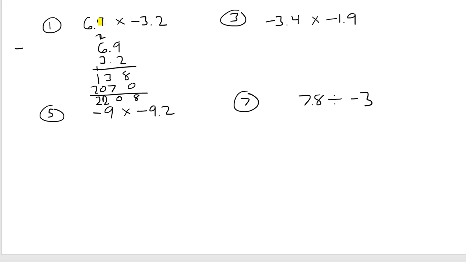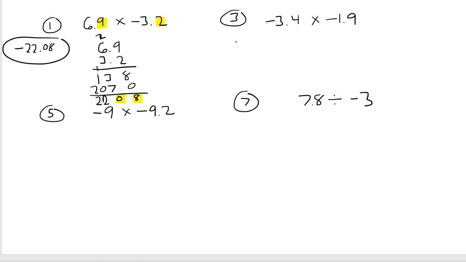Now the trickiest part about this is realizing that because there are two numbers to the right of the decimal in the problem, there has to be two numbers to the right of the decimal in the answer. So our decimal goes right here. So our final answer is a negative 22.08.